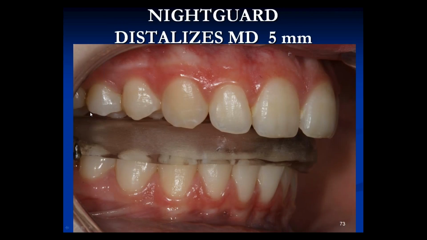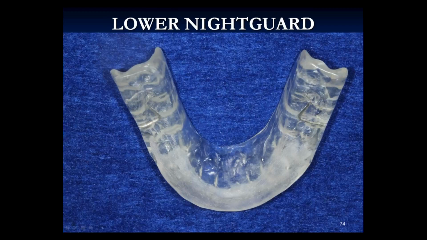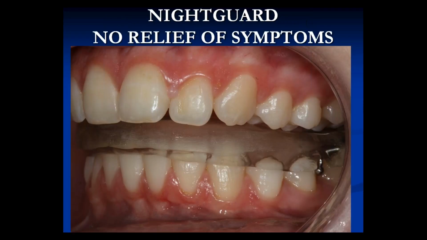Doesn't matter if it's flat plane upper, flat plane lower, they're both bad news. Okay, and so her jaw went back 5 millimeters. And remember I told you, if you want your jaw forward, not back, forward, not back, that's the lower night guard. Okay, and he did his best. I mean, that's what he's taught to do in dental school, make a night guard, and that's what he did. So there's no relief of symptoms. Any relief of symptoms, she would have stayed with that. She wouldn't have come to my office.